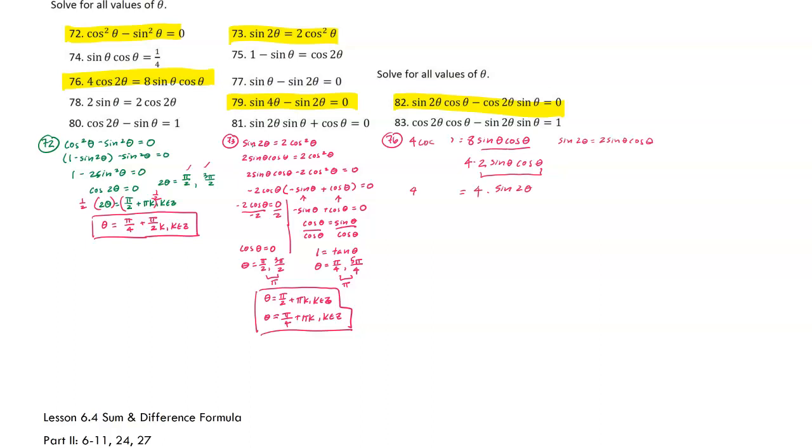Okay, so cosine of 2 theta and 4 times cosine of 2 theta. So when you have this situation, you can do just like 73, which is divide both sides by 4 cosine of 2 theta. So you end up having 1 equals 4 divided by 4, and then you have a tangent of 2 theta. So the places where tangent of 2 theta is 1 are pi fourths and 5 pi fourths.